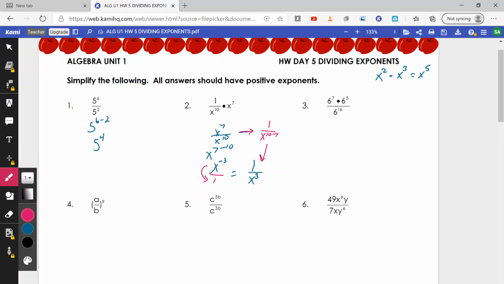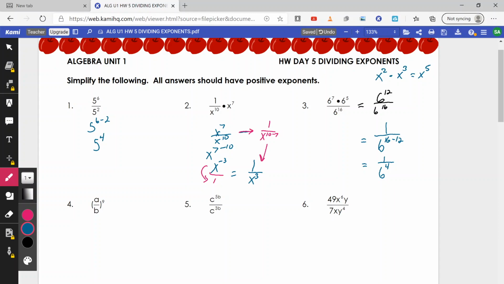Number 3, we have to simplify 6 to the 7th times 6 to the 5th over 6 to the 16th. Same bases means we add, so we end up with 6 to the 12th over 6 to the 16th. And just like before, the bigger exponent is in the bottom. So if I want to make my life a little bit easier, where I keep all my exponents positive, I am going to be doing the math where the larger exponent is. In this case, the larger exponent is in the bottom, so we're dealing with 6, and it's 16 minus 12, nothing up top, so we got 1. And then we simplify 16 minus 12, we end up with 1 over 6 to the 4th.